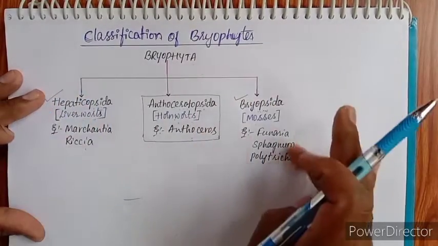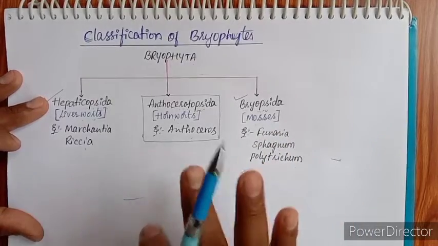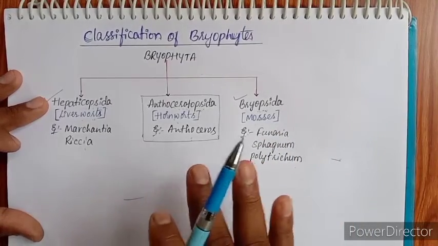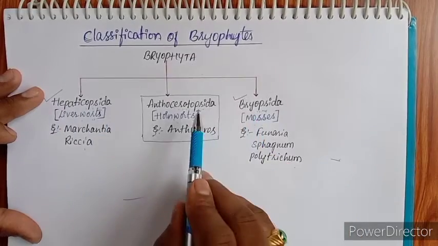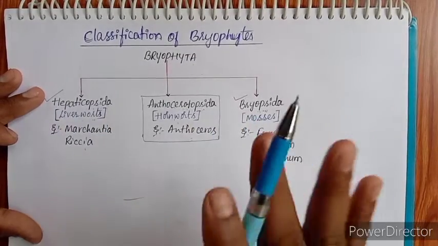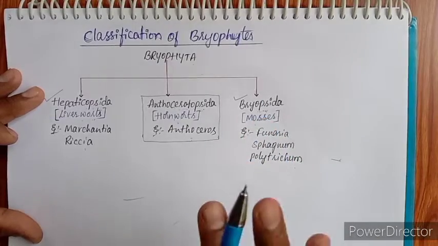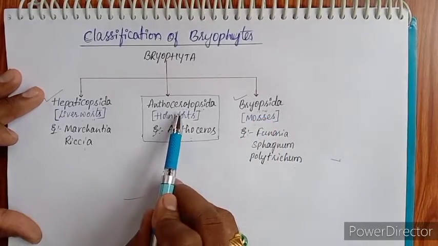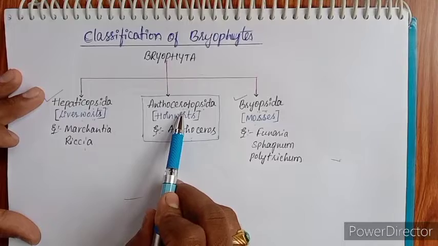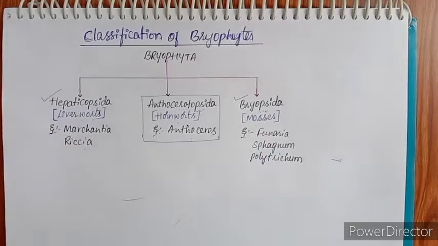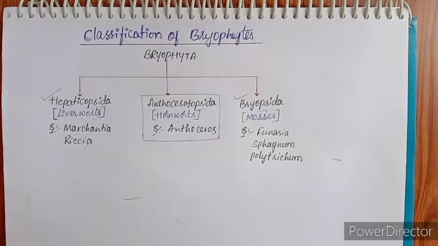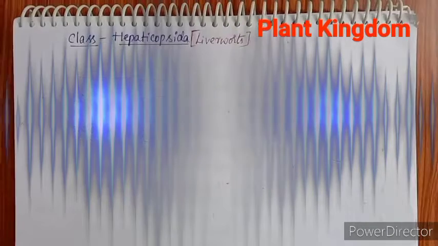Among these three classes, in the PUC and NCERT curriculum, they mention only Hepaticopsida and Bryopsida. Anthoceratopsida is not included in our curriculum, so there is no need to study it. We have to study in detail Hepaticopsida as well as Bryopsida. So let us look in detail at Hepaticopsida and Bryopsida.